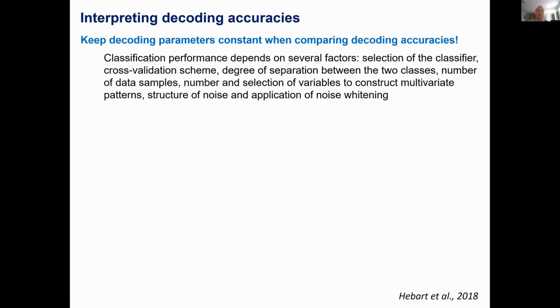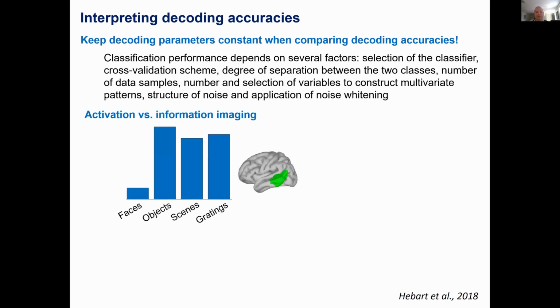We also should be careful about interpreting decoding accuracies because they depend on so many factors: which classifier you use, what cross-validation scheme you use, how many data samples you have, and so on. We need to be careful and balance all these variables so that we can say one condition is decoded higher than another condition. We also should be careful that we are decoding information in the brain and we don't see activation per se.